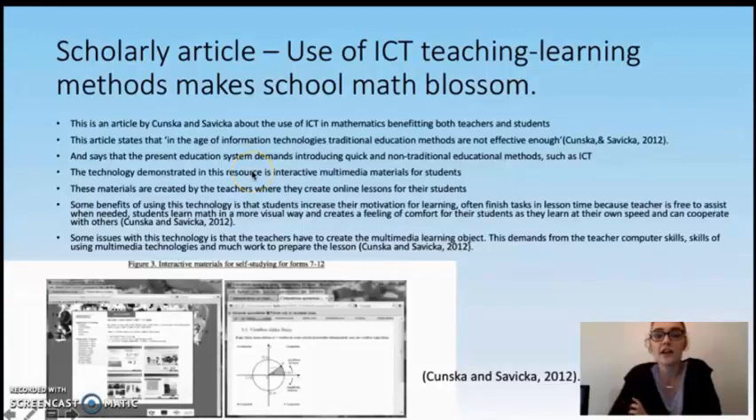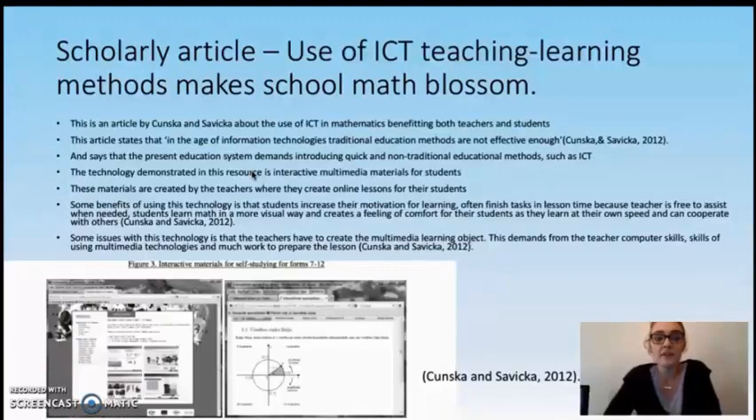The scholarly article I've chosen to use is "The use of ICT teaching, learning methods make school math blossom." This is an article by Sanskar and Savika about the use of ICT in mathematics benefiting both the teachers and the students. This article states that in the age of information technologies, traditional education methods are not effective enough, and says that the present education system demands introducing quick and non-traditional education methods, such as ICT.